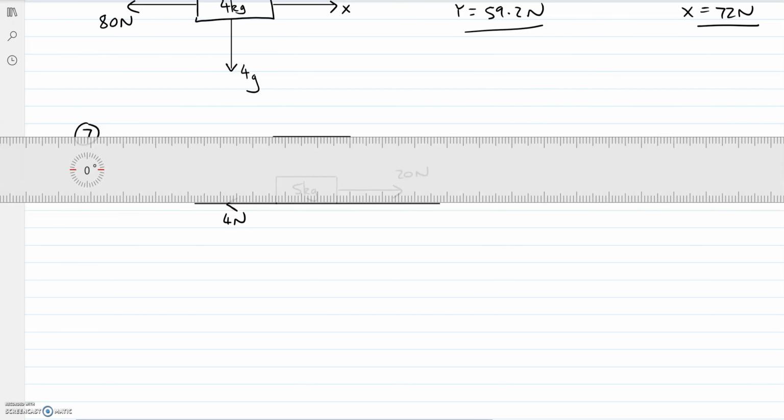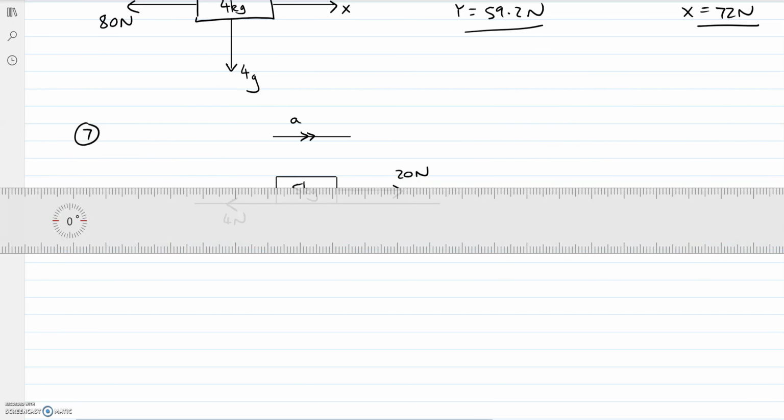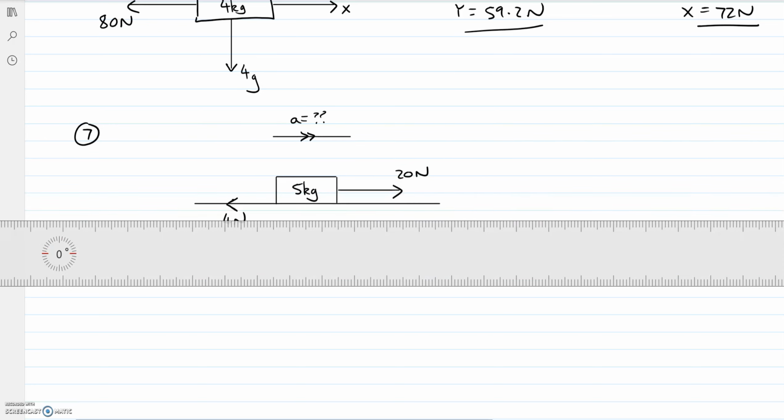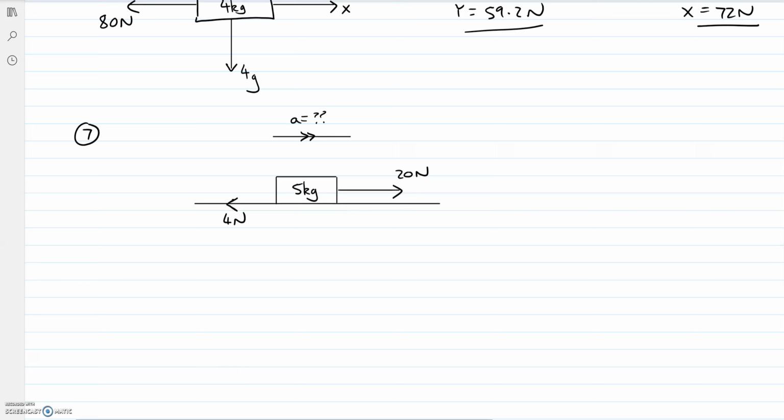So if it's being pulled along, there's some sort of acceleration in this direction. So our resultant force towards the right will be given by 20 newtons minus 4 newtons. So it's going to be 16 newtons going towards the right, and the resultant force is mass times acceleration. Mass is 5 kilograms, acceleration is A. So we can tidy it all up, divide by 5. So the body will be accelerating 3.2 meters per second squared towards the right.